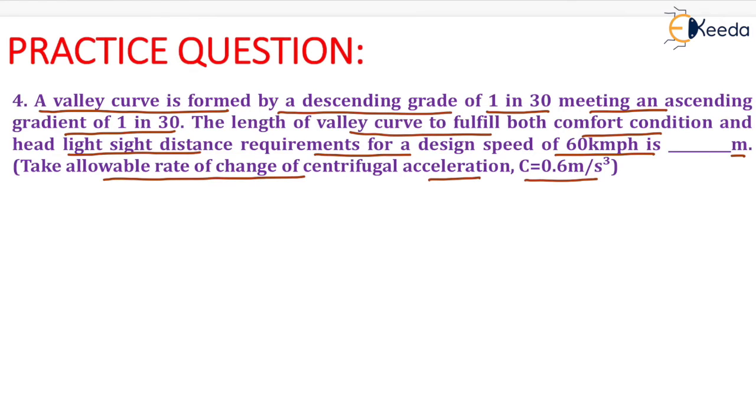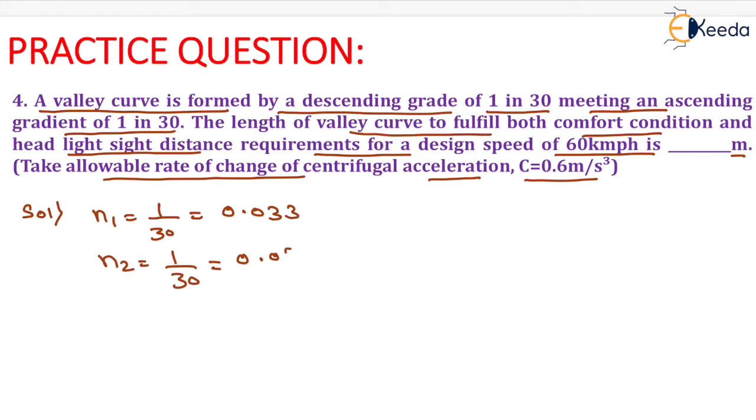Now we have to find the length of valley curve, for which first of all we need to calculate the value of capital N. So N1 will be equal to 1 by 30. On solving this we will get the value as 0.033. Similarly N2 will be equal to 1 by 30, which is 0.033. Capital N will be equal to N1 plus N2. On solving this we will get the value as 0.066. That will be the value of capital N. Now C is given as 0.6 meter per second cube.